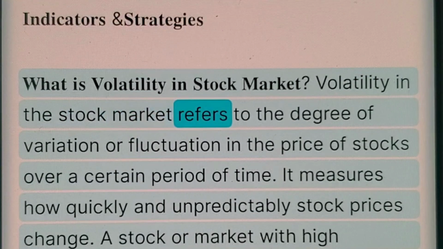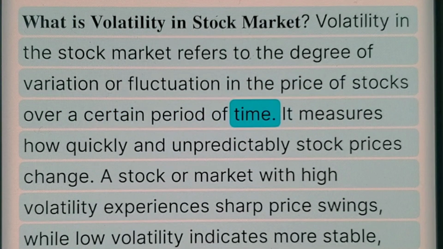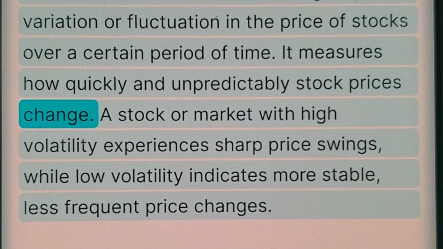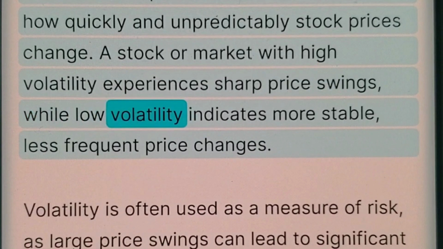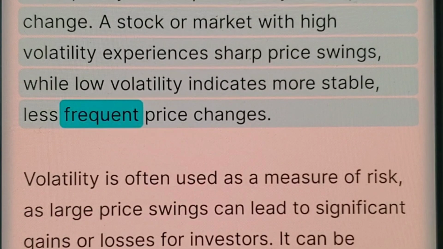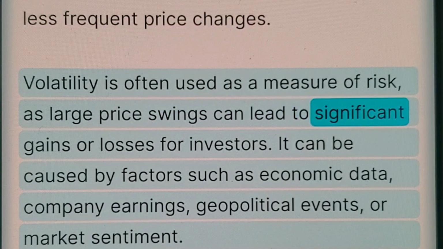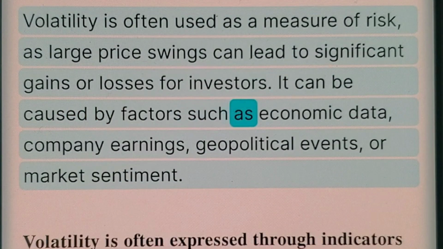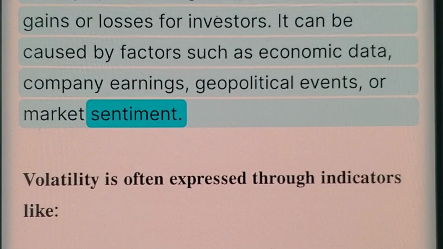Volatility in the stock market refers to the degree of variation or fluctuation in the price of stocks over a certain period of time. It measures how quickly and unpredictably stock prices change. A stock or market with high volatility experiences sharp price swings, while low volatility indicates more stable, less frequent price changes. Volatility is often used as a measure of risk, as large price swings can lead to significant gains or losses for investors. It can be caused by factors such as economic data, company earnings, geopolitical events, or market sentiment.